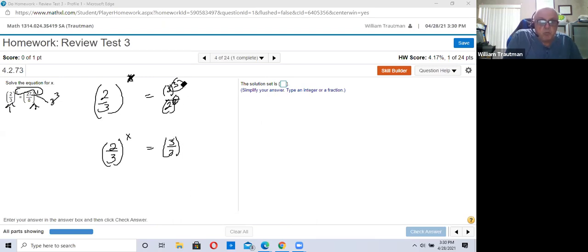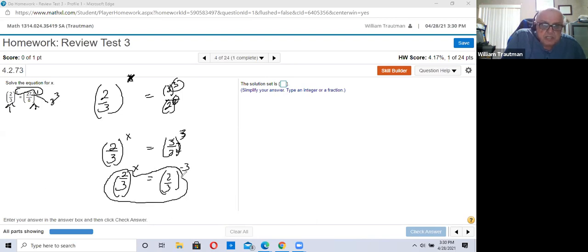So the bases almost look the same. One is 2/3, the other one is 3/2. Do you remember that you can flip a fraction? I'm going to flip it. This is a power of 3. If you flip it, then you have to add a negative to the power. So now the bases are the same. That means the tops equal each other. So the answer is x equals -3.